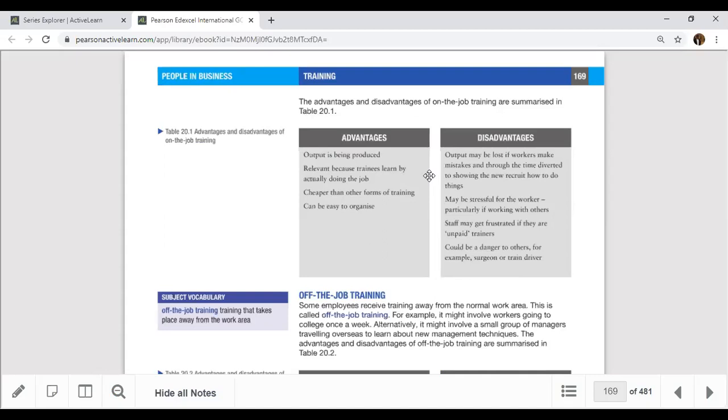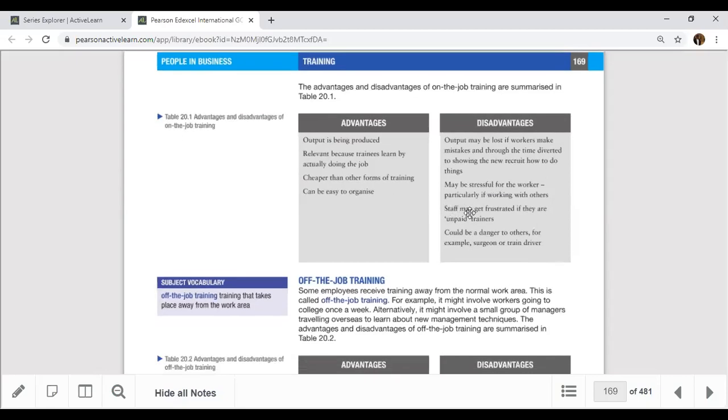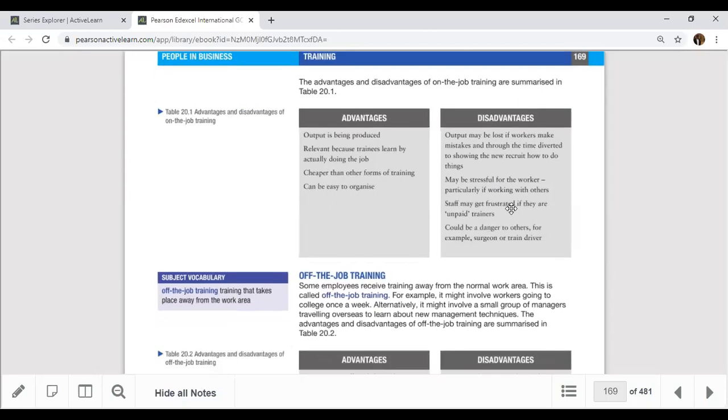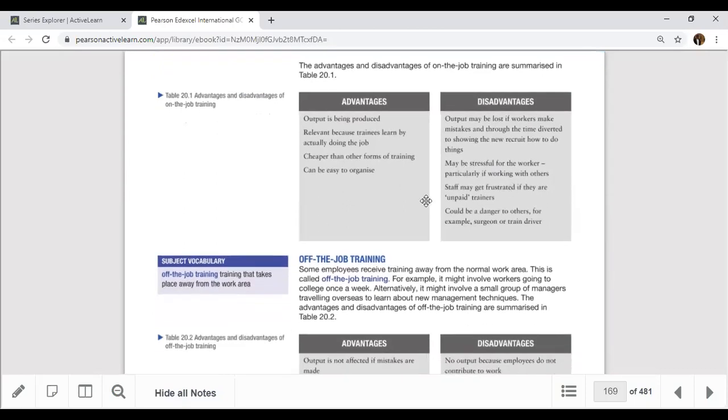Your output will be lost, and sometimes customers are put at risk. Other employees are also put at risk, and it will be very stressful for the worker, because you are working hard and you make mistakes. Sometimes you get scolded by others also. That will be a stress.